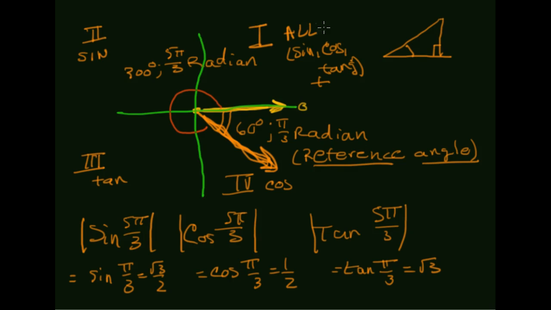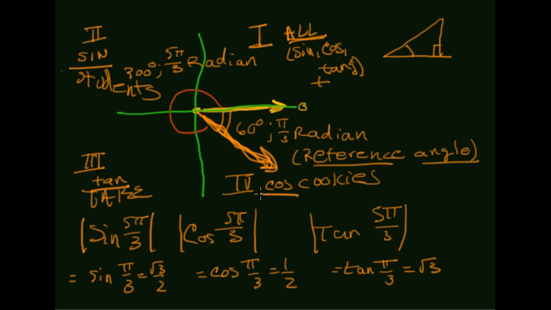And some people like to remember this by all students take cookies. Okay, so all are positive in the first quadrant, just the sine in the second, just the tangent in the third, and just the cosine in the fourth.